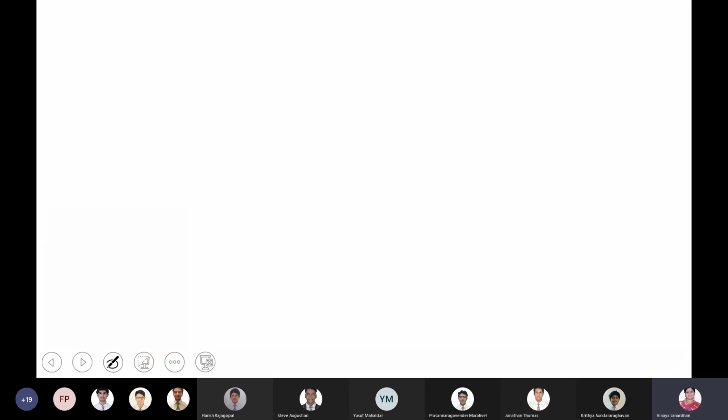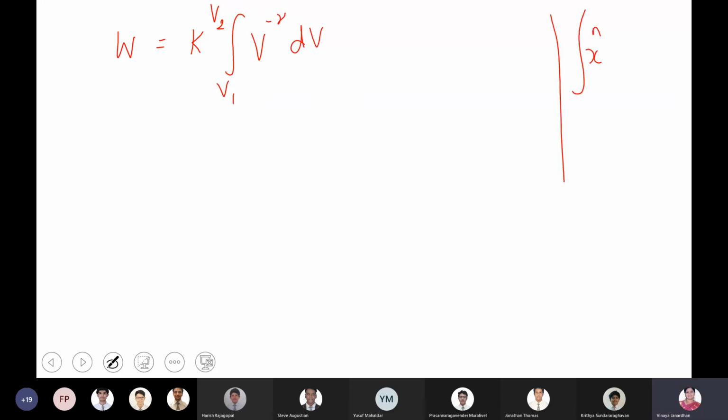So can we evaluate that W is equal to K, I'm taking it outside, integral V1 to V2, V to the power of minus gamma? Now look at the identity. Integral of x to the power of n will be equal to x to the power of n plus 1 by n plus 1. Yes or no?